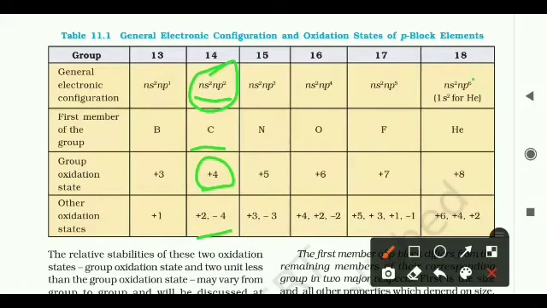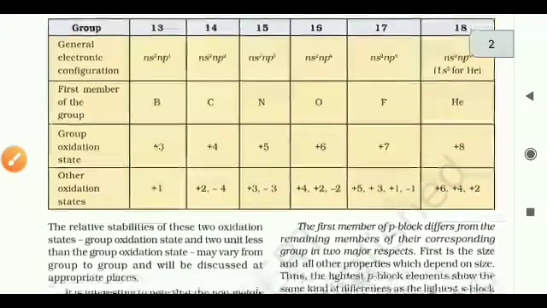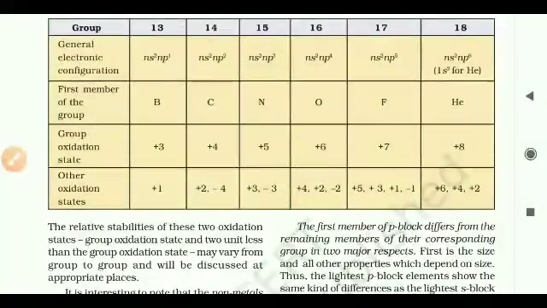Similarly, when you come to group 18, the general electronic configuration will be ns2np6, except helium, which has only the 1s2 configuration, as I told earlier. And the first member of group 18 is helium. The group oxidation state must be 8, but the other oxidation states can be +6, +4 and +2. In detail, we will discuss these oxidation states and group oxidation states in particular groups when we discuss the groups of p block elements individually.